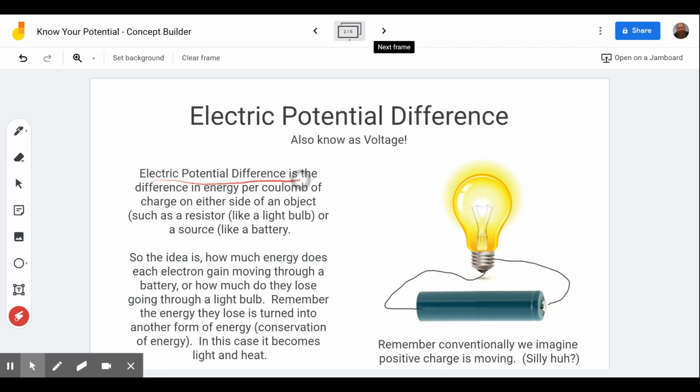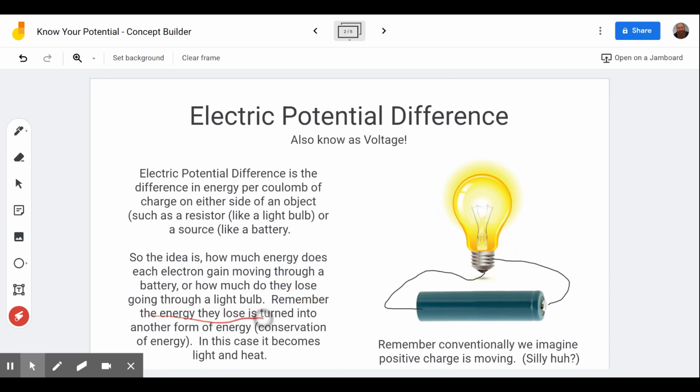So, electrical potential difference is the difference in energy per coulomb of charge. In other words, how much energy does each electron have on either side of an object, such as a resistor like a light bulb? How much energy do we have over here compared to over here? Or on the two sides of a source, like a battery. So the idea is how much energy does each electron gain moving through the battery, or how much energy do they lose going through the light bulb?